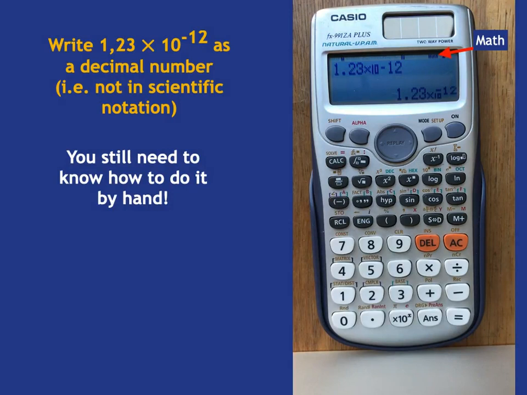And why is that? Well, it's because 12 is a really big number, right? So there's going to be lots and lots of zeros here, and that's simply too much for the calculator, and so it leaves it in scientific notation mode.